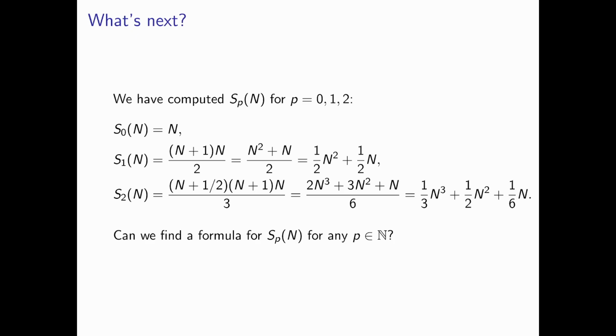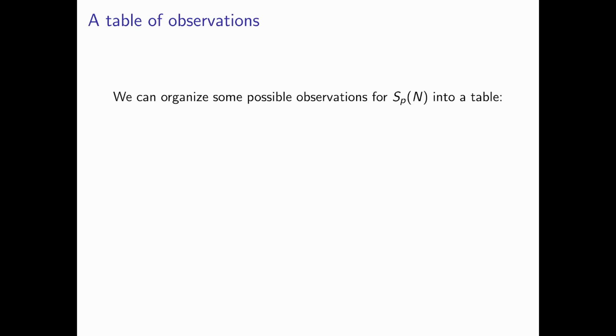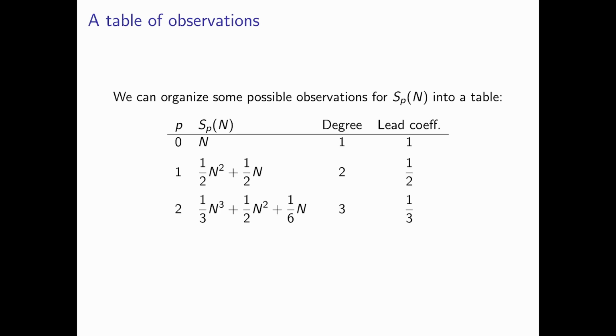Before moving forward, let's organize what we have into a table so that possible patterns emerge more clearly. So we have s sub p of n for p equals 0, 1, and 2, and when p was 0, then s sub p of n was just a first degree polynomial, and the lead coefficient, which is the coefficient in front of the term with the highest degree, is just equal to 1.